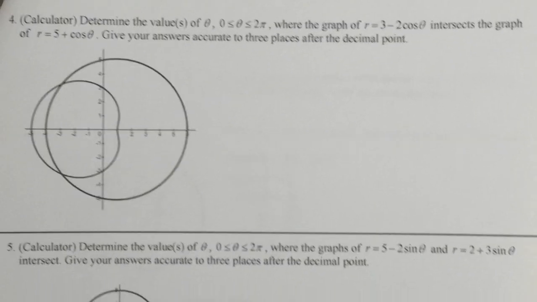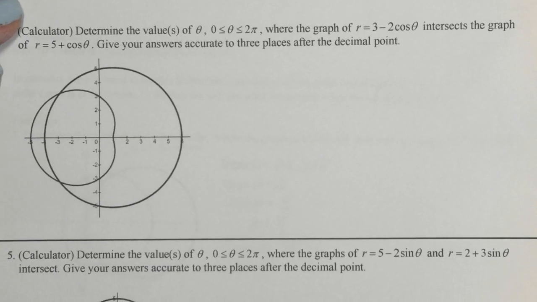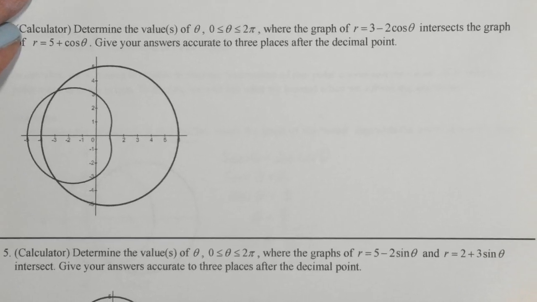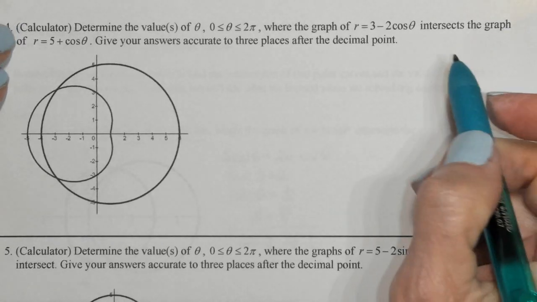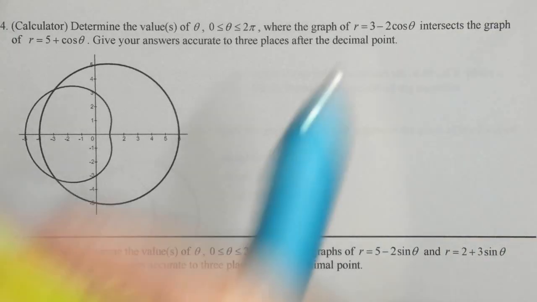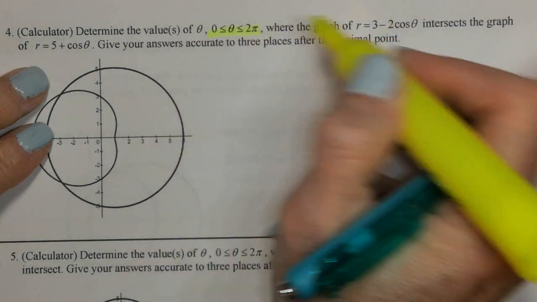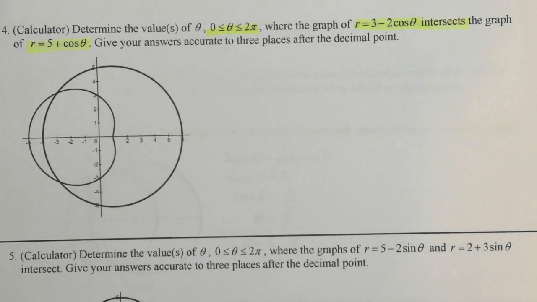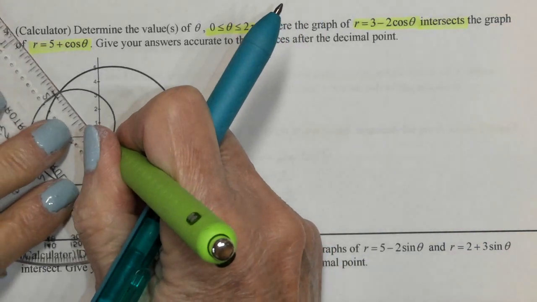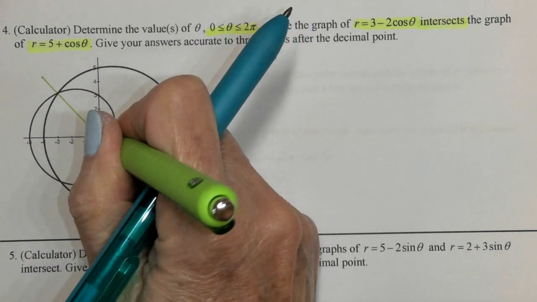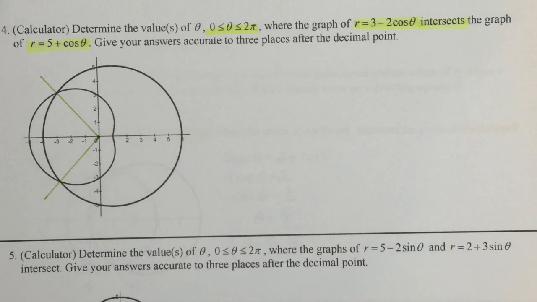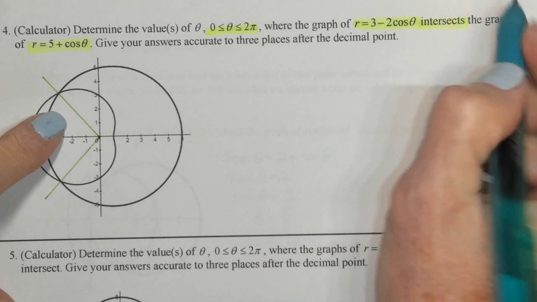Okay, this next example, they say it is calculator active. So let's find out what happens with this. This must be one where to answer the question we need to have a calculator. All right, so same thing, we're finding the values of theta where this curve intersects this curve. I can see where they are, there and there, right? We're going to find the first one, and then we're going to use symmetry.